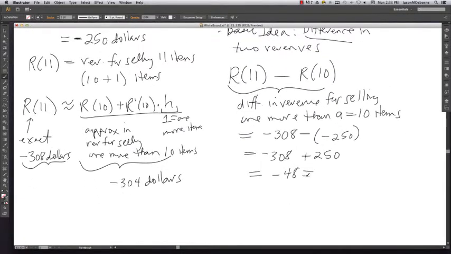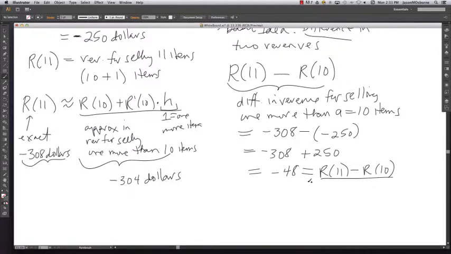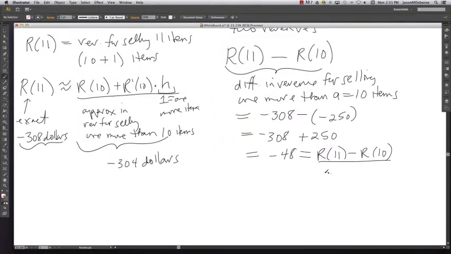So you have two ways to designate this. Minus 48 is R of 11 minus R of 10. So rather than always write these differences, this number right here has a name.